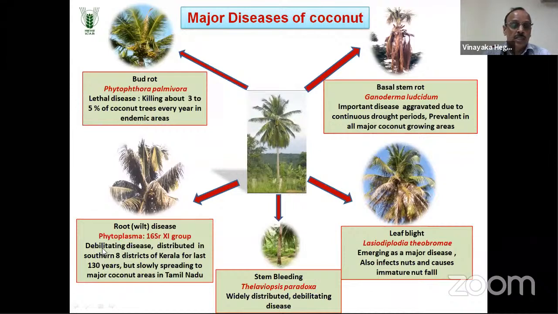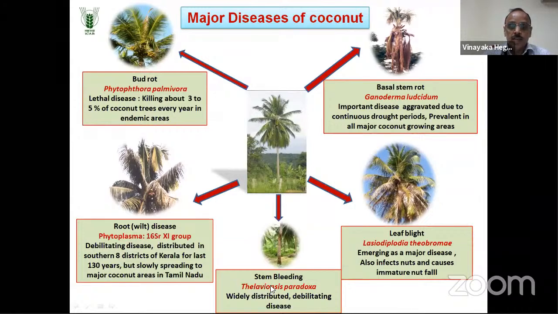Then this root wilt disease, you must have heard of it. I don't know how many of you have studied plantation crops for coconut. This is a more than 100-year-old disease. This is caused by a phytoplasma. I will explain what phytoplasma is in the subsequent slides.